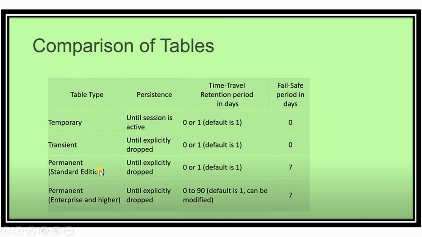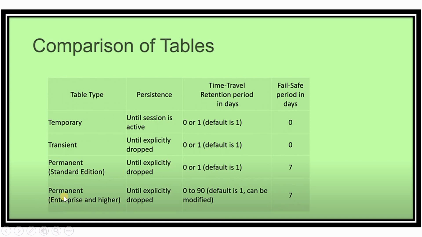Okay, and for the permanent table, in the standard edition, which means the free trial edition that we are using, this permanent table will not be automatically dropped until we use the drop command to drop it. It will just remain in our database until we drop it explicitly. It has the time travel for 1 day only. Here in the free trial edition we have just a 1 day retention period for our database table or the schema. And it has 7 days of the fail safe period.